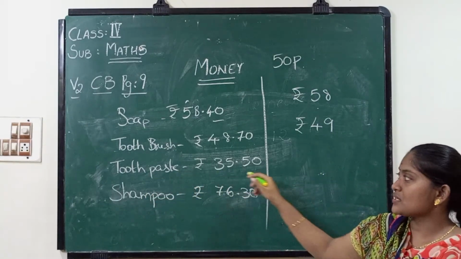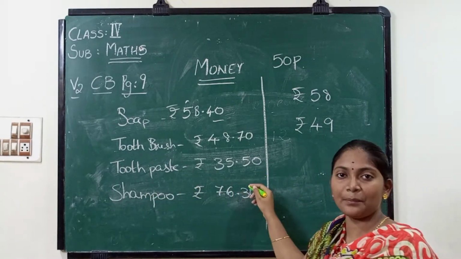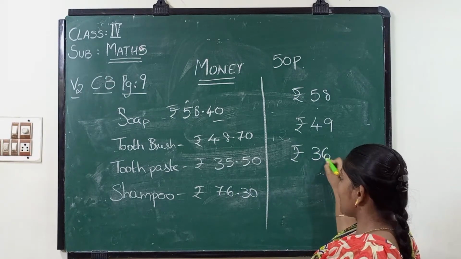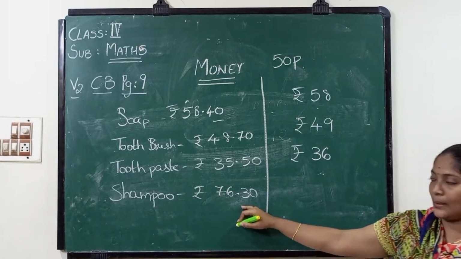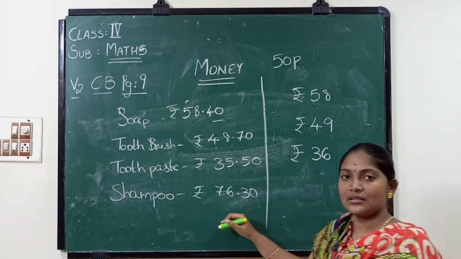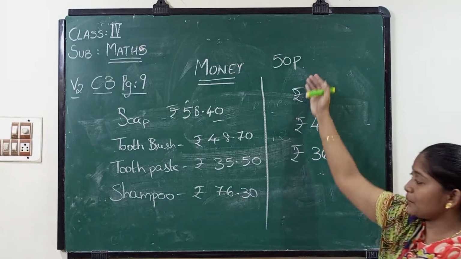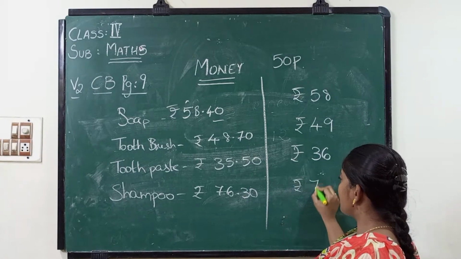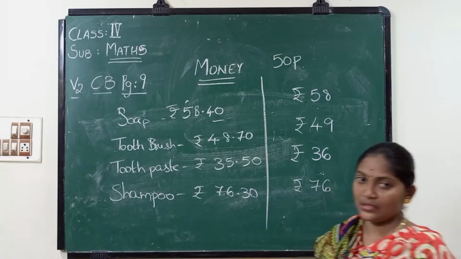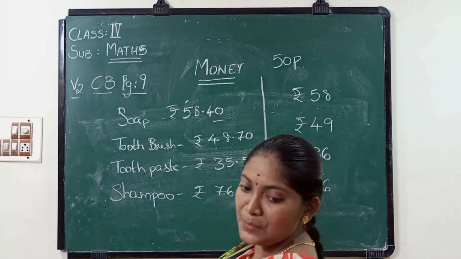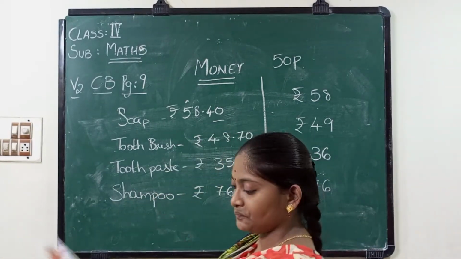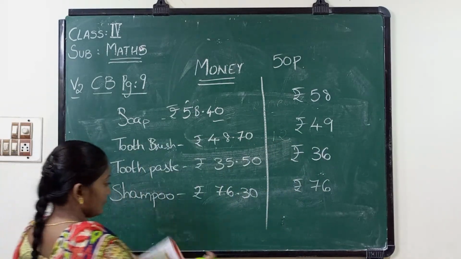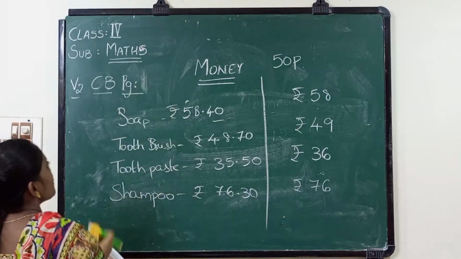Toothpaste 35 rupees 50 pies. Again 1 rupee add, so it becomes 36 rupees. Shampoo bottle 76 rupees 30 pies. 30 pies is below 50 pies, so he counted it as 76 rupees. This is the nearest rupees or estimation bill. See the next one, all of you. Now all of you turn page number 9 to page number 10. Course book page number 10.